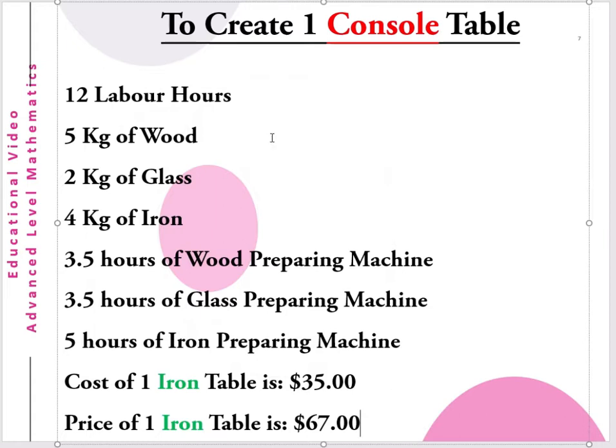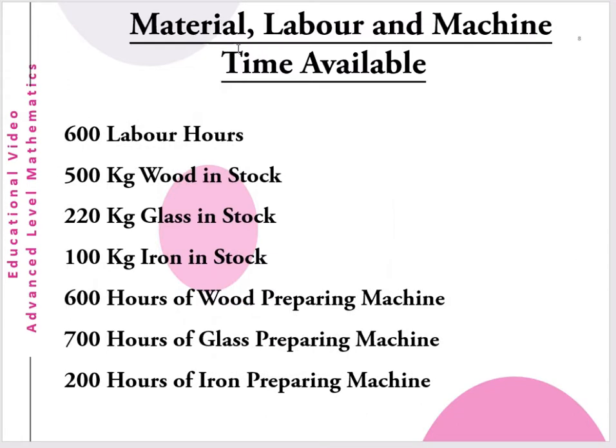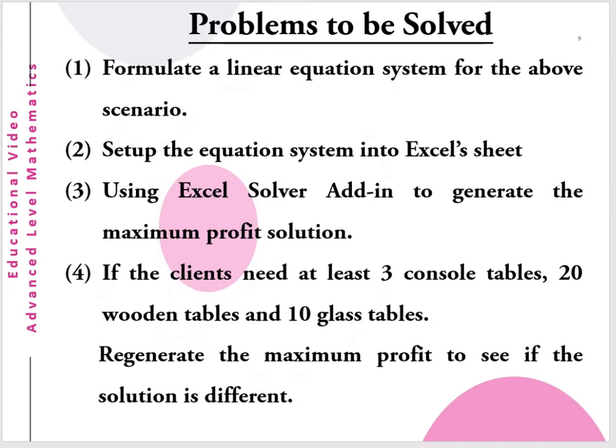This is the materials, the labor hours, and the machine hours for the console table, wooden table, and glass table. The materials, labor, and machine types are variables. Now, the company has 600 labor hours, 500 kilograms of wood in stock, 220 kilograms of glass in stock, 100 kilograms of iron in stock, 600 hours of wood preparing machine available, 700 hours of glass preparing machine available, and 200 hours of iron preparing machine available. And now we have the problem.